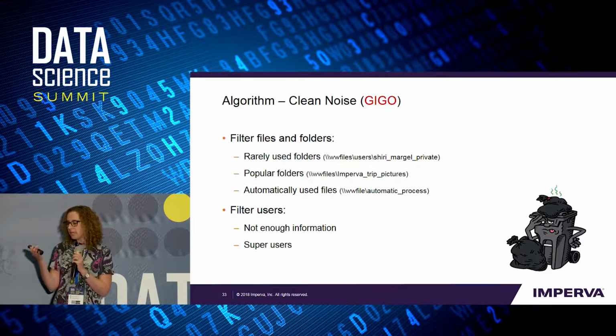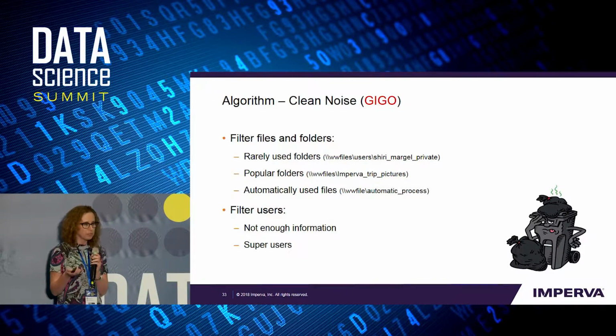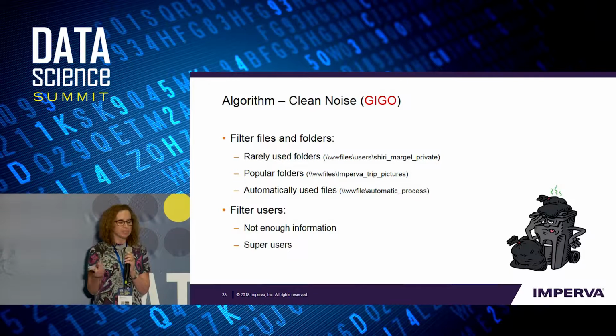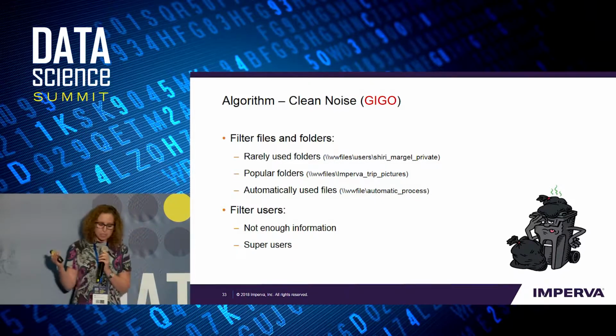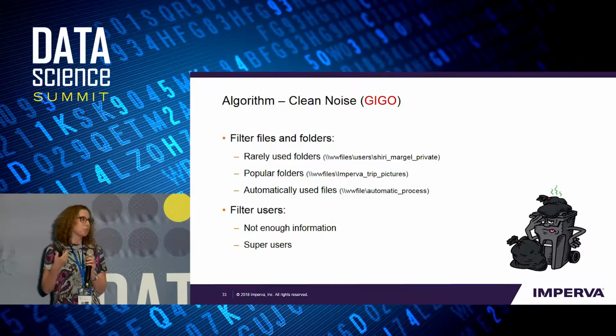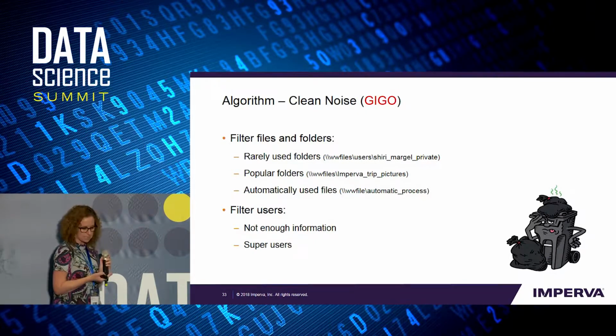We know that any machine learning algorithm is only as good as the data that is fed to it. And here we need to clean several events in the data that don't help us learn the peer groups in the organization. Sometimes they even disturb us. So we clean folders that are rarely used. An example of such a folder could be my personal folder, which only I access. In this case, it will not contribute to the correlation between users in the organization.